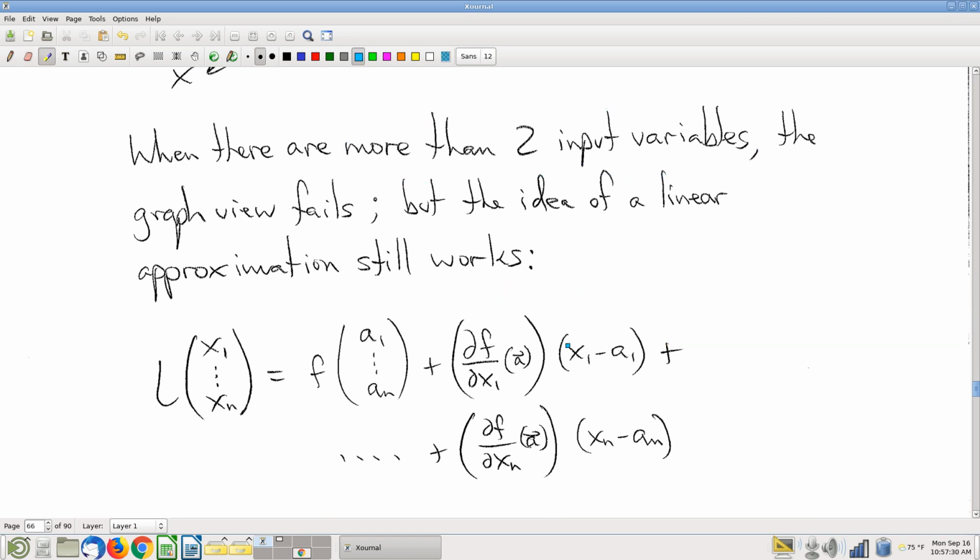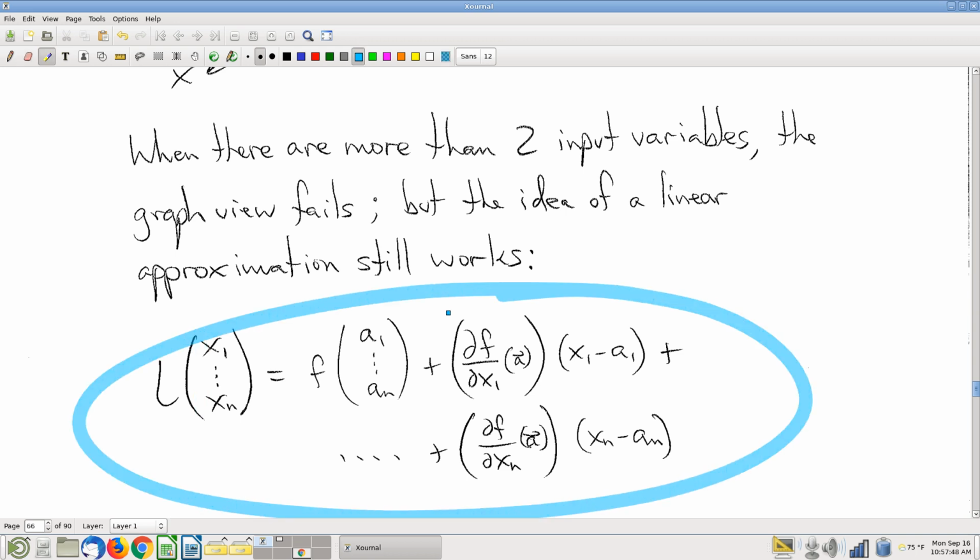Again, easy to check. This function here has the same value as f at the given base point. And it has all of the same partial derivatives as f for algebraically pretty much exactly the same reasons. Okay. So, linear approximation, just as good in higher dimensions.